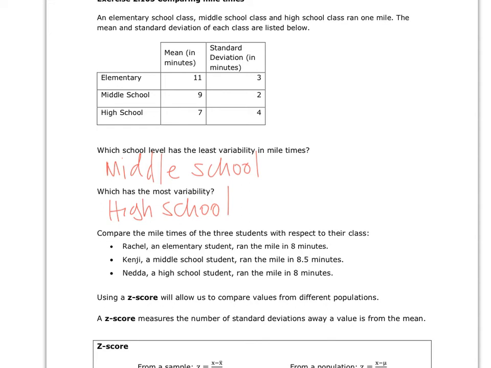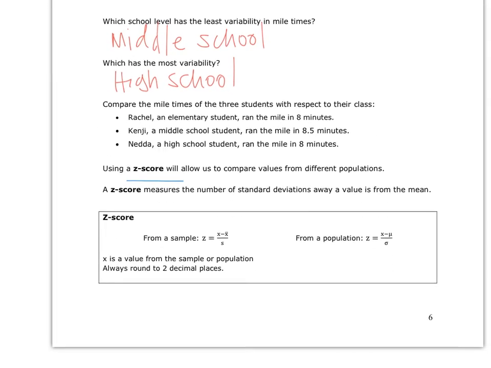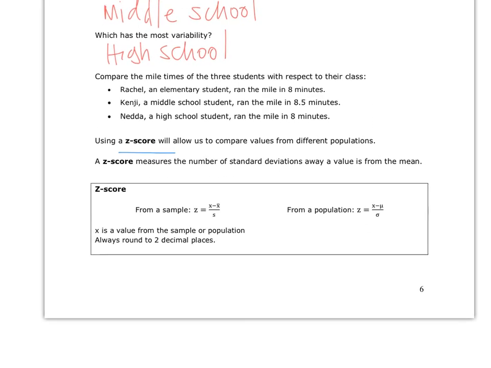Okay, just from those 3 numbers, we're not going to be able to answer those questions because they each relate to a different group with a different mean and different standard deviation. So we want to use something called a z-score that will allow us to compare values from different populations. A z-score is the number of standard deviations away a value is from the mean.